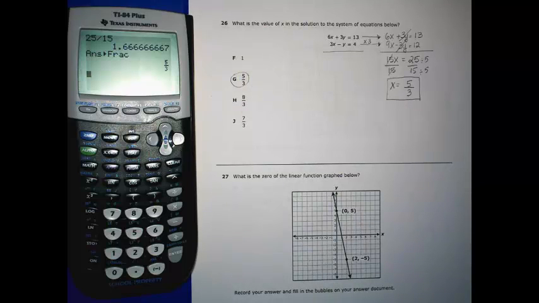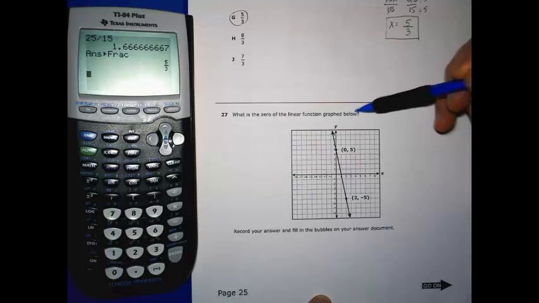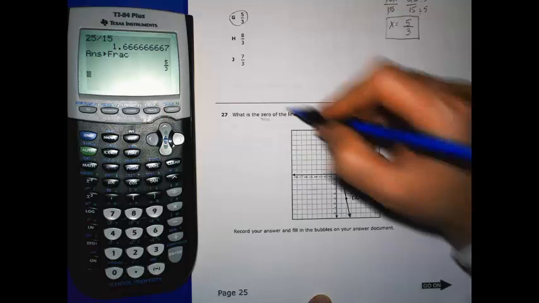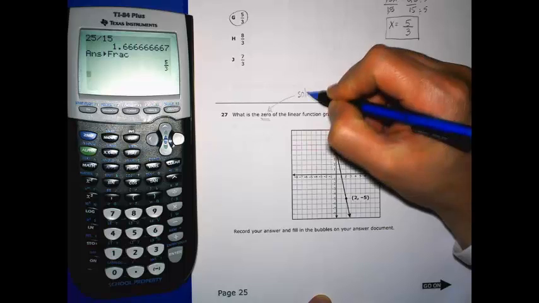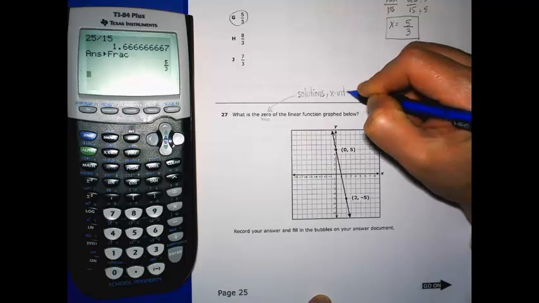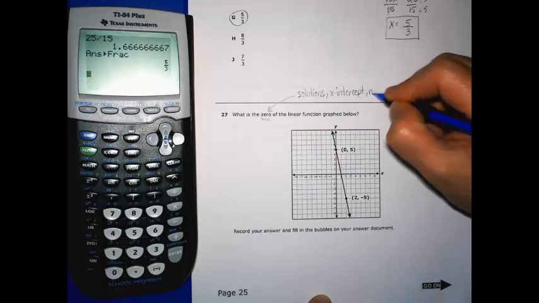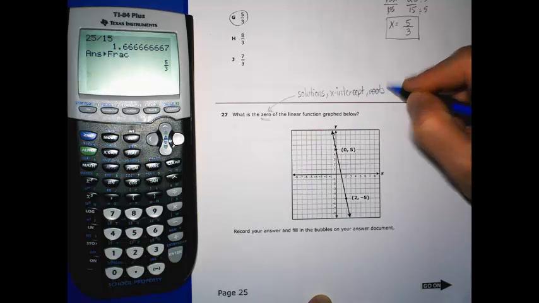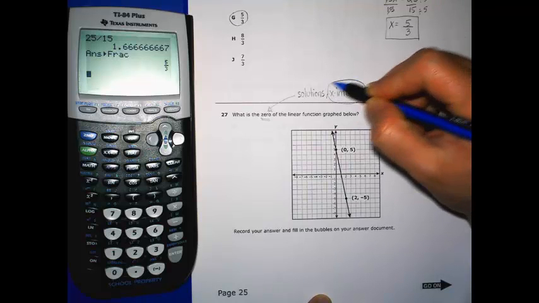Okay? Alright, very good. Let's go on to problem number 27, which says, what is the zero of the linear function graph below? Here I have a graph, and I'm asking for the zero. Remember, the word zero, there's other words that mean zero. The other words are solutions, also x-intercept, or roots.